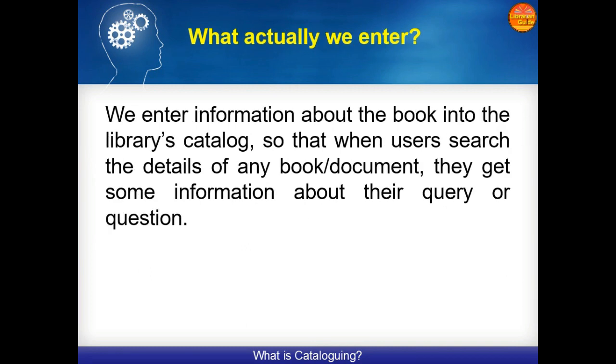Now the question is what we actually enter in a catalog. We enter information about the book or any document into the library catalog. The purpose of entering the information is that when users search the detail of any document or book, they get the information about that particular document or the query they are searching for. So this is the basic information we enter in any catalog.